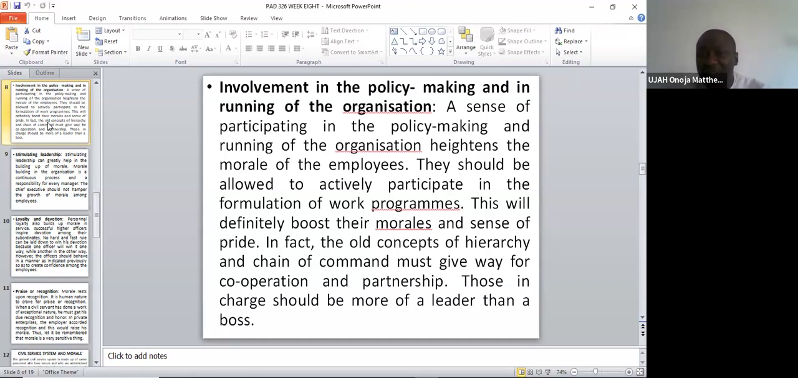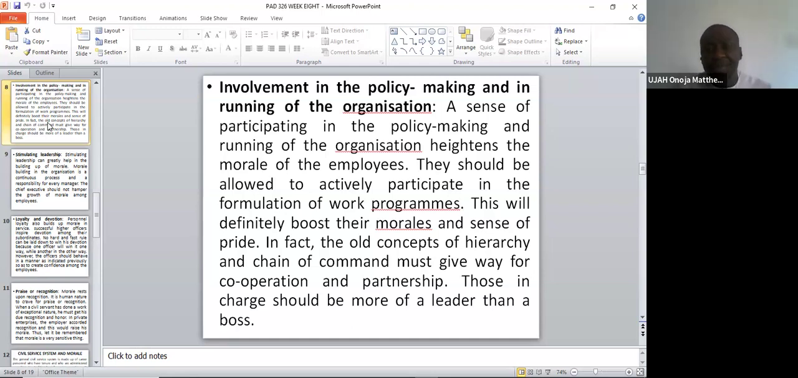A sense of participating in the policy making and running of the organization heightens the morale of the employees. They should be allowed to actively participate in the formulation of work programs. This will definitely boost their morale and sense of pride. In fact, the old concept of hierarchy and chain of command must give way for cooperation and partnership. Those in charge should be more of a leader than a boss.